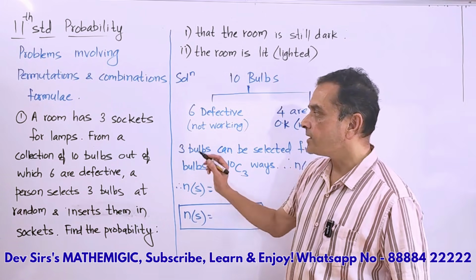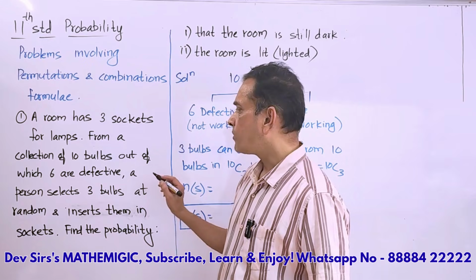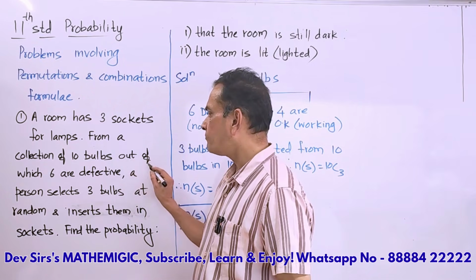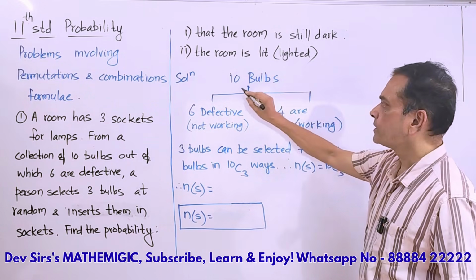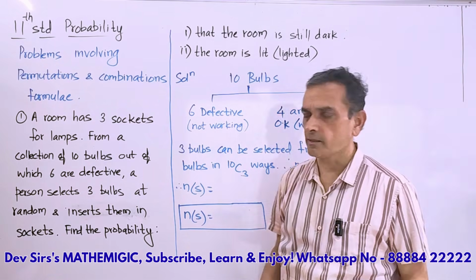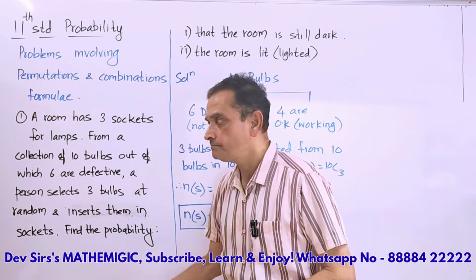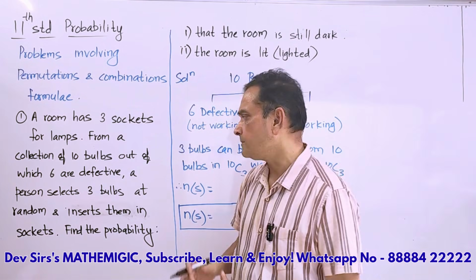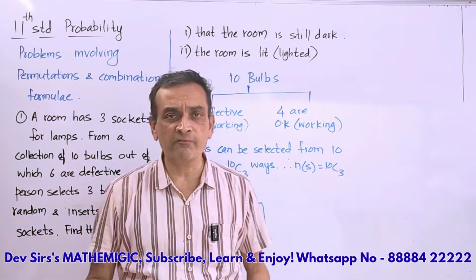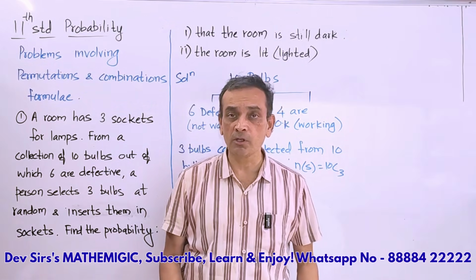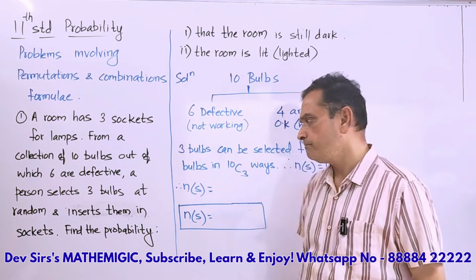A room has 3 sockets for lamps. From a collection of 10 bulbs, out of which 6 are defective, 10 bulbs are present totally. 6 are defective means 6 are not working. A person selects 3 bulbs at random. बैग में से 3 bulb select करता है and inserts them in sockets. Now we are not sure whether all 3 are defective, all 3 are non-defective, or at least one is good. He just selects 3 bulbs and puts them in sockets and switches the button on.